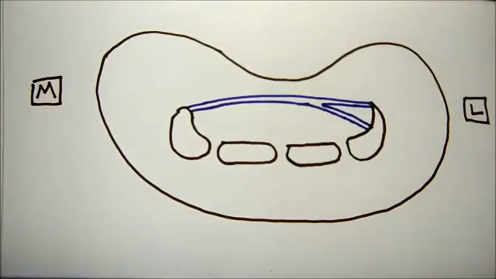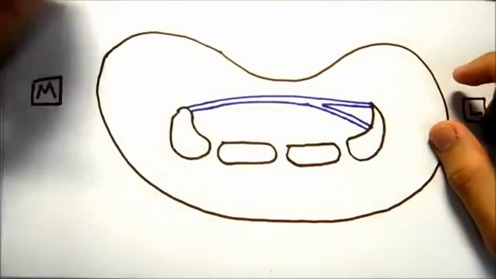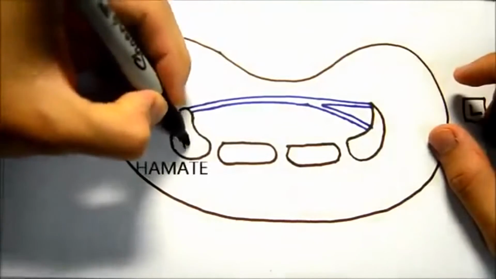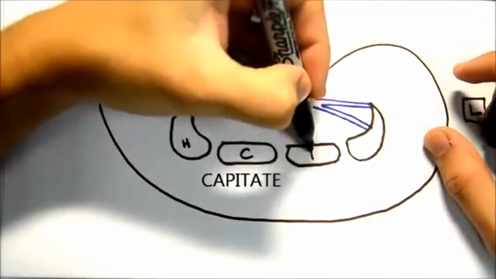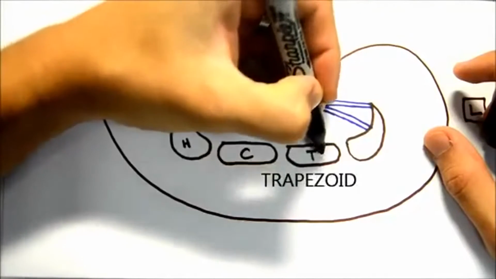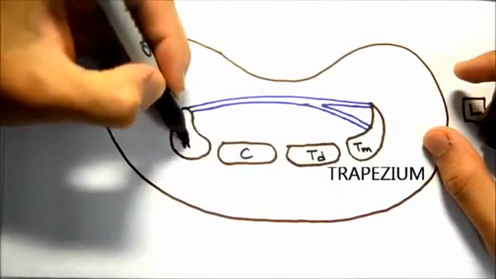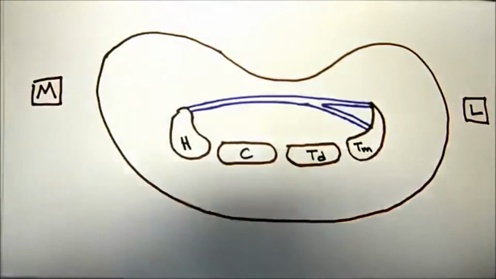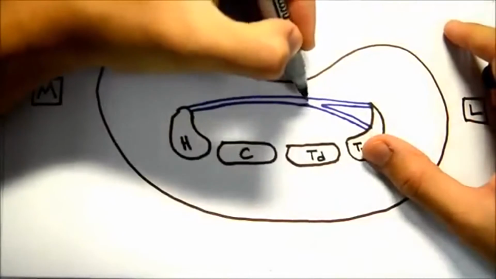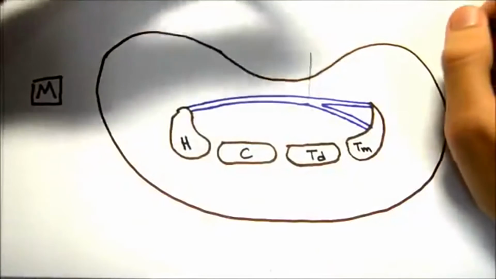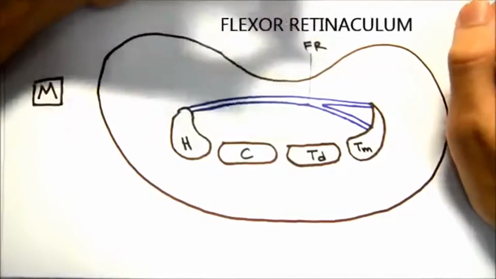We'll start by labeling the structures forming the carpal tunnel. First one, the bone hamate. I'll just use initials. H for hamate, C for capitate, T for trapezoid, I'll use TD, and last one, TM for trapezium. I'll make this H bigger. Next is the roof of the carpal tunnel, which is this one, the flexor retinaculum. I'll use the initials FR.